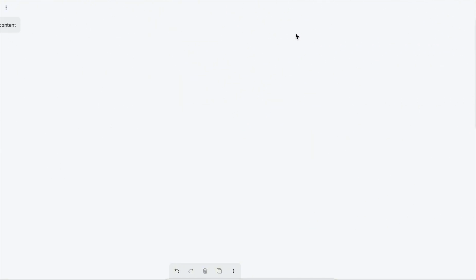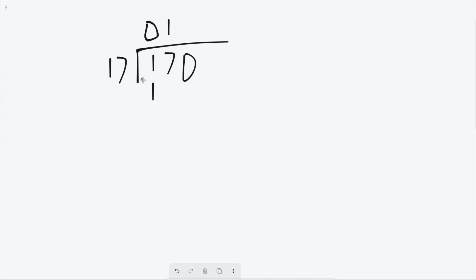Now, we're going to see what happens when we add the number 0. So we have 17 divided by 170. So, we're going to start how we normally do. How much times can 17 go into 1? 0 times, so we don't do anything. How much times can 17 go into 17? 1 time. And then we have 0. Then we have to bring down this 0, right? How much times can 17 go into 0? 0. And then no numbers left, so the answer is 10.